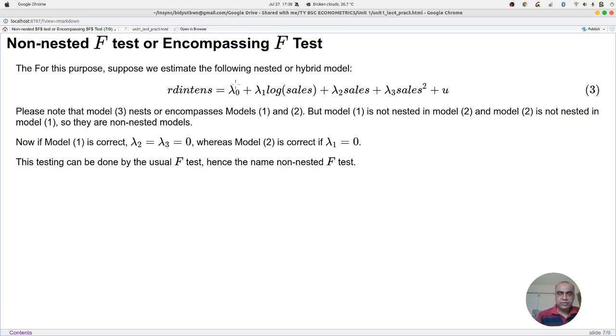Now this is our hybrid model, where R&D intention is regressed over log of sales, sales and sales square. These two, sales and sales square, are coming from the second model, whereas log of sales is coming from the first model. Now model 1 will be correct, or will be the best model, if lambda 2 and lambda 3 are 0, whereas if lambda 1 is 0, then model 2 will be the correct model. This we can do using the Wald F test.